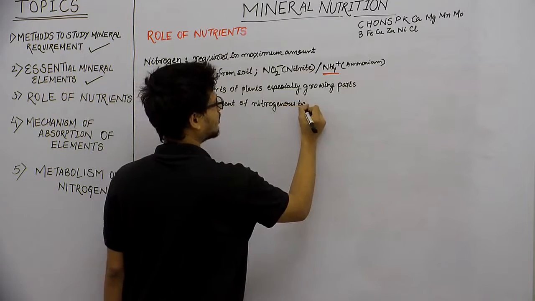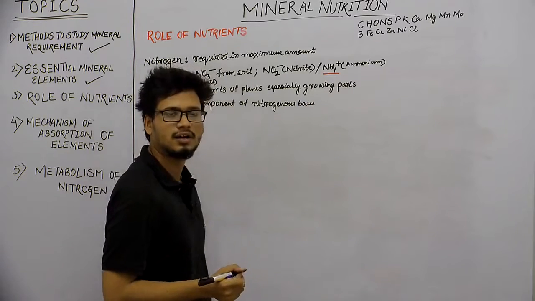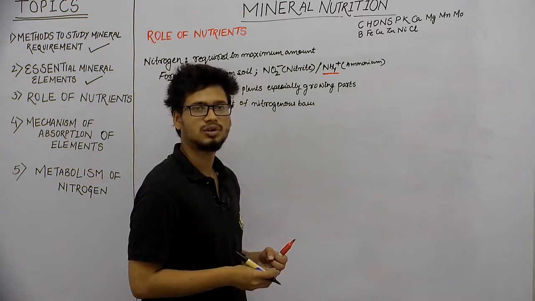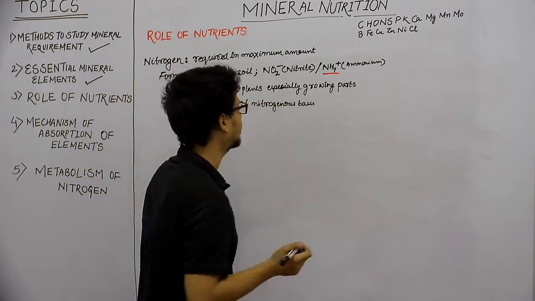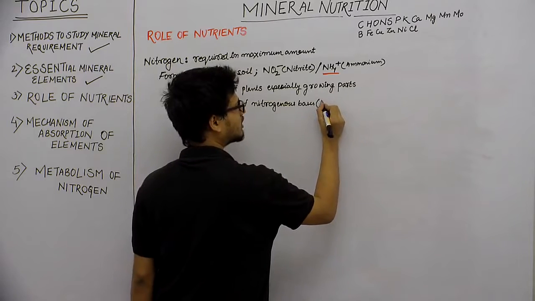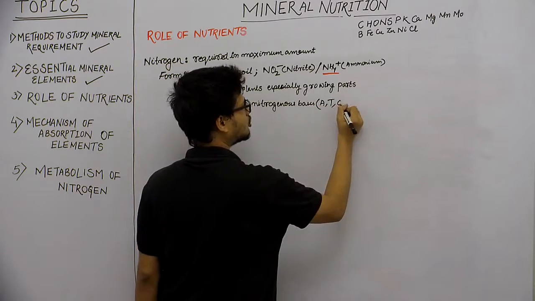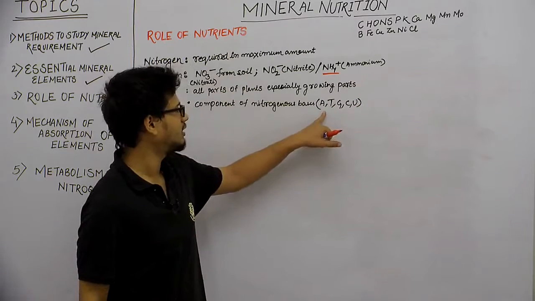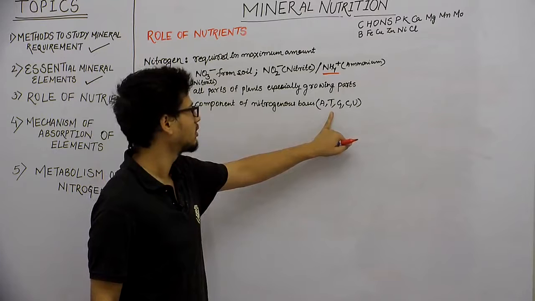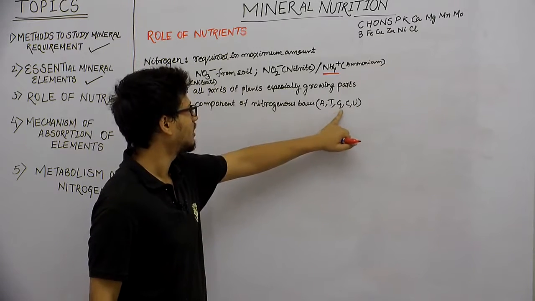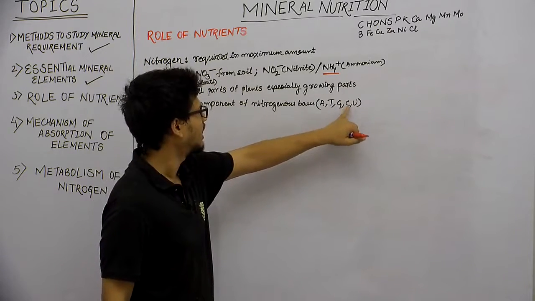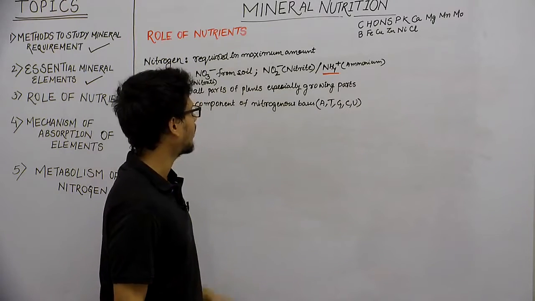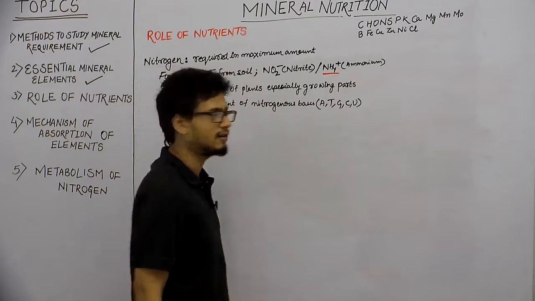Nitrogenous bases that we have are purine and pyrimidine. The purines and pyrimidines are the two classes. Inside them we have A, T, G, C and U. So A stands for adenine, T for thymine, G for guanine, C for cytosine and U for uracil. Now all these form DNA and RNA.